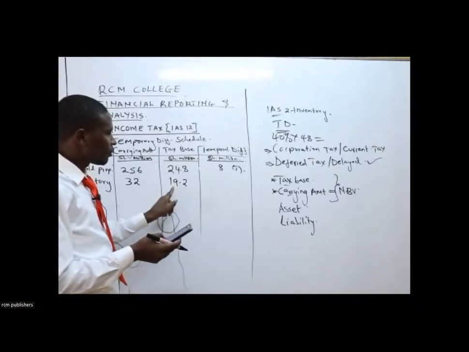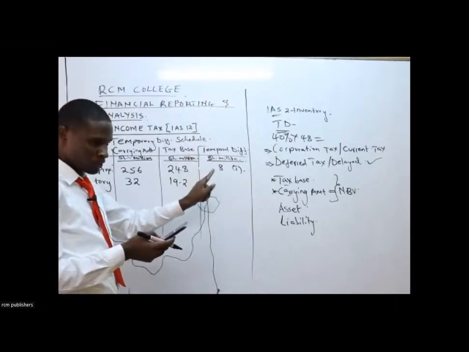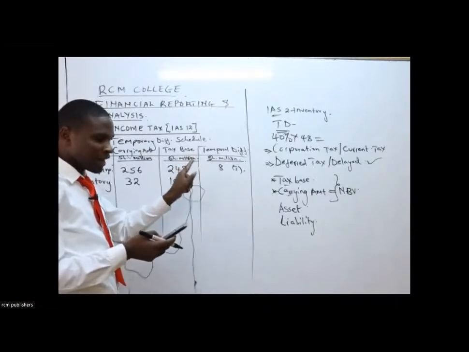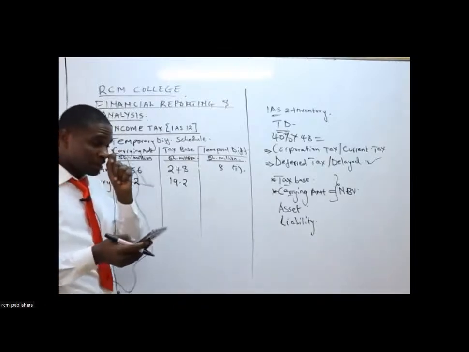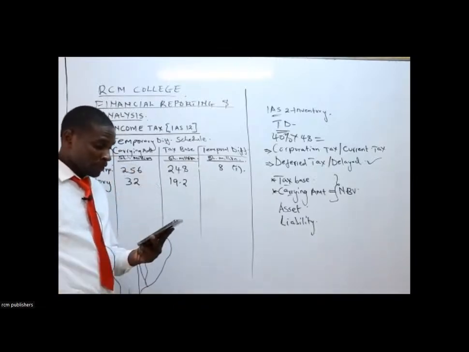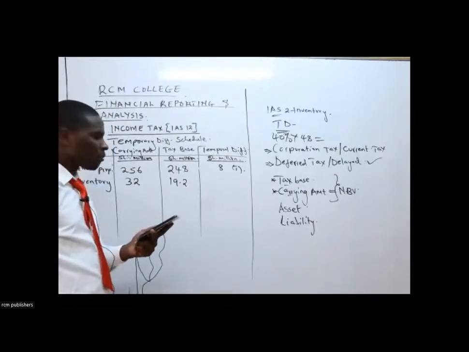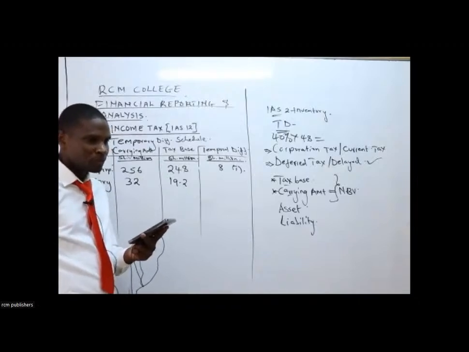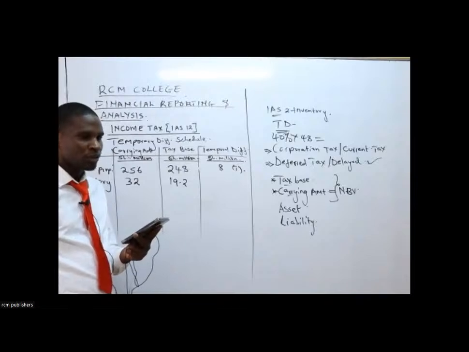The tax base I have no problem with. The tax base is fine, 40% of 48. But now I have a problem with the inventory here, the carrying amount. Our carrying amount is not 32.